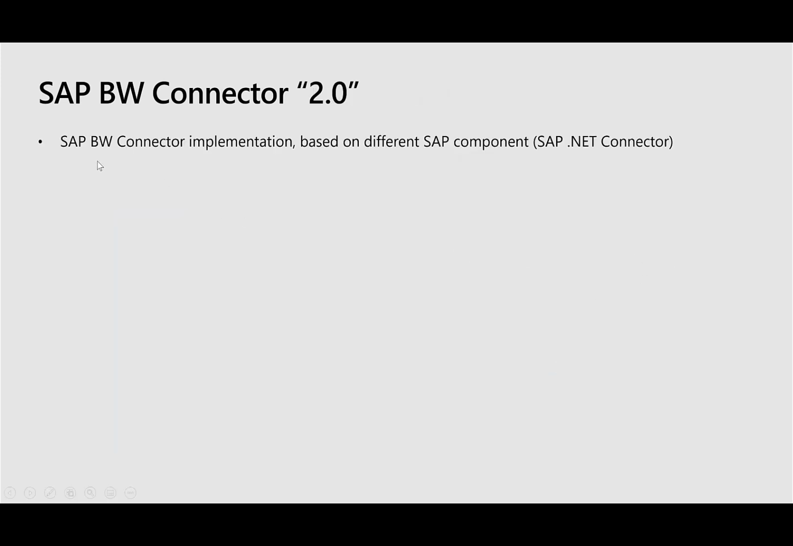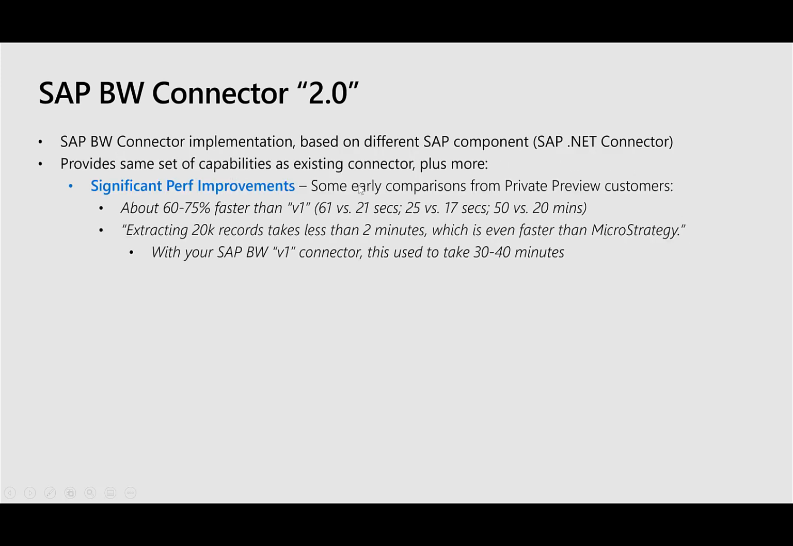So the 2.0 connector is built on top of the SAP .NET connector. It improves over the version 1 connector. It is about 60 to 75% faster. It's able to extract 20,000 records in less than 2 minutes, which would take the BW V1 connector 30 to 40 minutes to do. It could retrieve millions of records.